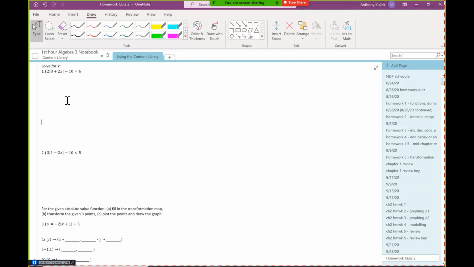Joe? For the graphing problem, do we not have to worry about the domain and range? I'm not asking the domain and range for it. Yep.